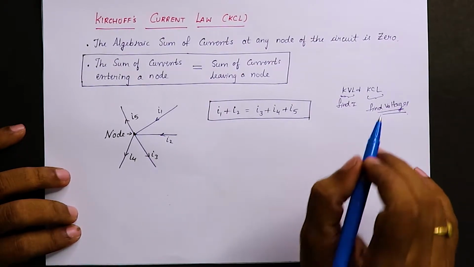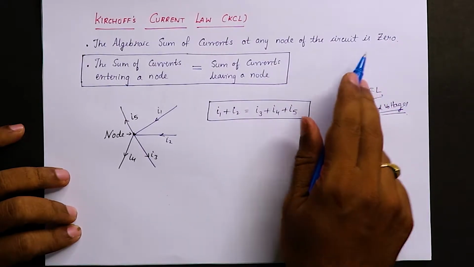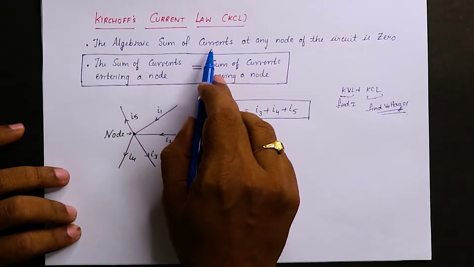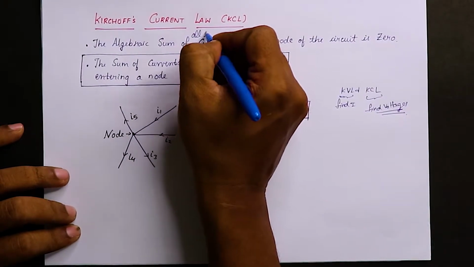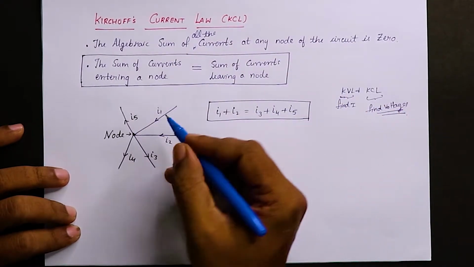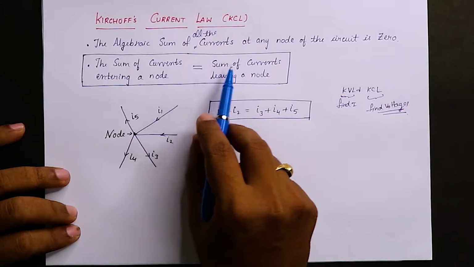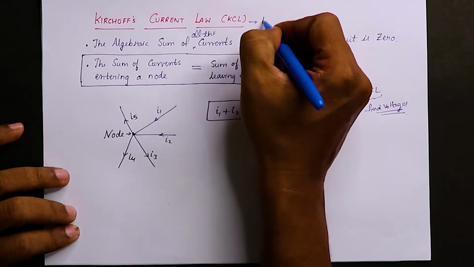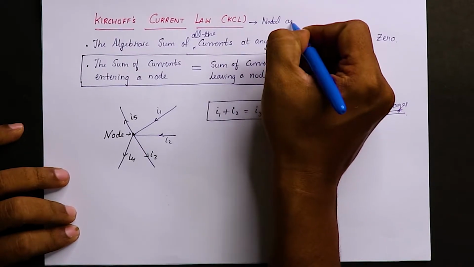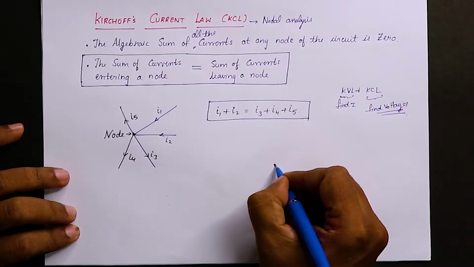So the principle is the algebraic sum of currents at any node of the circuit is 0. Again, I am saying the algebraic sum of currents at any node of the circuit is 0. We can also specify this for all the currents. To simply say, the sum of currents entering a node is equal to the sum of currents leaving a node. So, what is this node? This Kirchhoff's current law is also called nodal analysis. A node is a point, like a junction, where the branches meet.